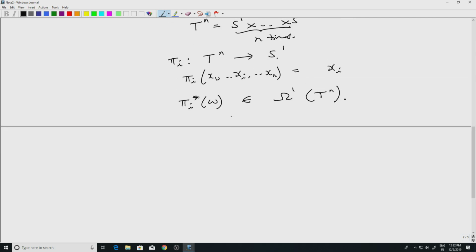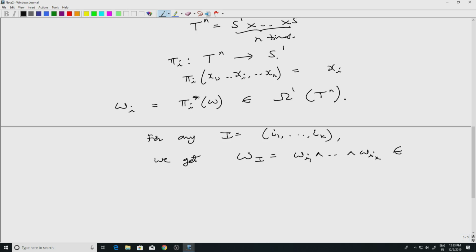Well, using these one forms, for any multi-index I equal to I1 through Ik, we get a k form out of this in the usual way. I'll call this omega I. Omega capital I is omega I1 wedge through omega Ik, and this will be in omega k of Tn.